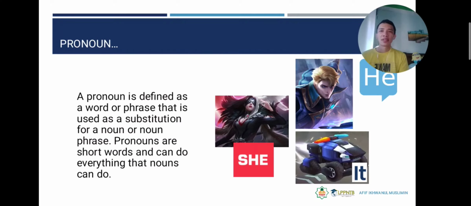While I have another example like "Parsha washes the dishes." Parsha here, the hero of Mobile Legends, is a woman. So I can change the woman hero, which is situated as a subject here, into she. So "She washes the dishes." While if I'm talking about something like a car, I can change car into it when it is placed as a subject or it is placed as the object.